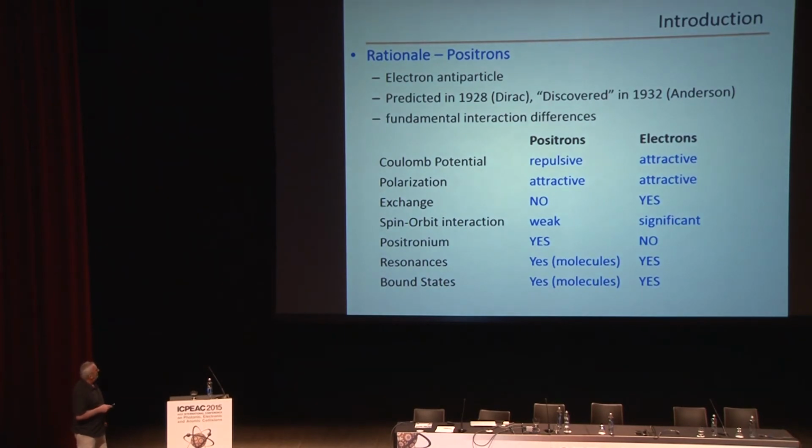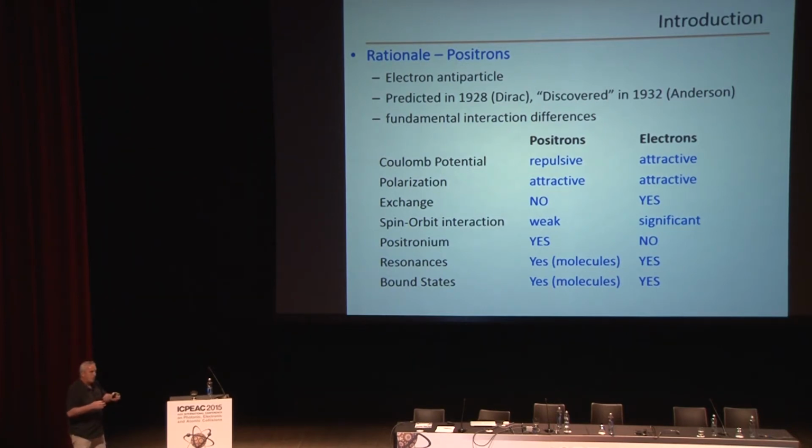Positrons, they're the electron antiparticle. They were predicted in 1928 by Paul Dirac, discovered or found experimentally very soon after that by Anderson at Caltech in 1932. And some of the key interest that we have in antimatter interactions with matter is the difference, for instance, with positrons, in the way in which the interaction takes place. Of course, the most notable is that the Coulomb potential is repulsive for positrons, so they don't penetrate into the charge cloud of the atom or molecule very far, as much as electrons do.